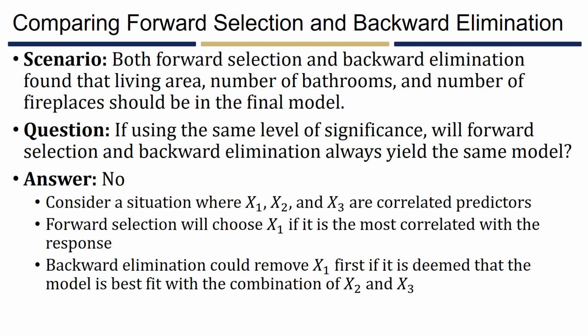However, if these predictors are highly correlated with one another, what could happen is that backward elimination could see that the model does really well with the combination of x2 and x3, so it decides to leave those two predictors in the model, and it could ultimately end up removing x1 from the model first if it deems that the best model is the one that includes x2 and x3. So while a lot of the time forward selection and backward elimination will give you the same final model, it's not always going to be a guarantee.